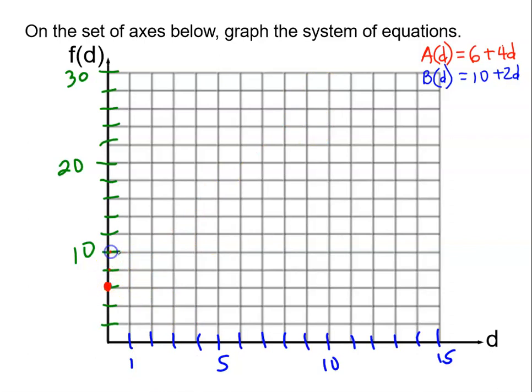So 2, 4 every 1 day. Repeating that up the graph. All right, that looks pretty good.